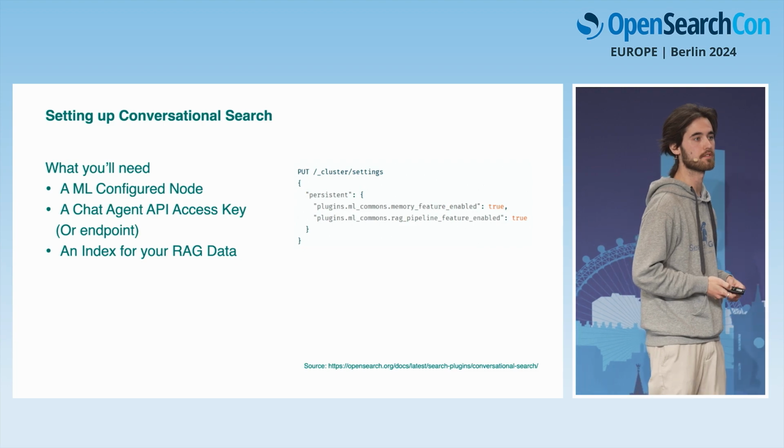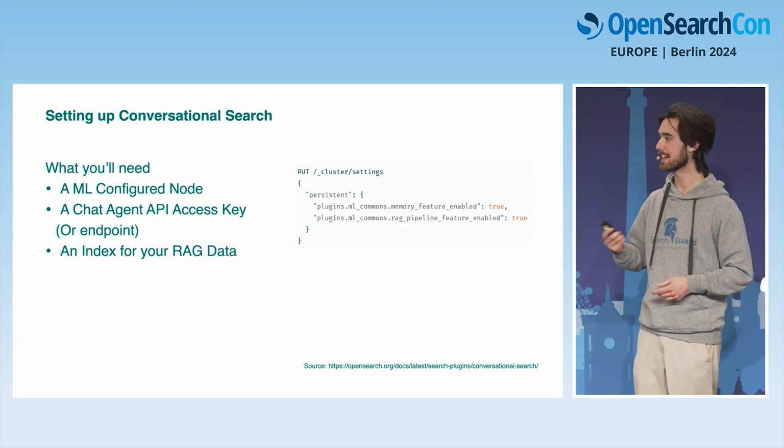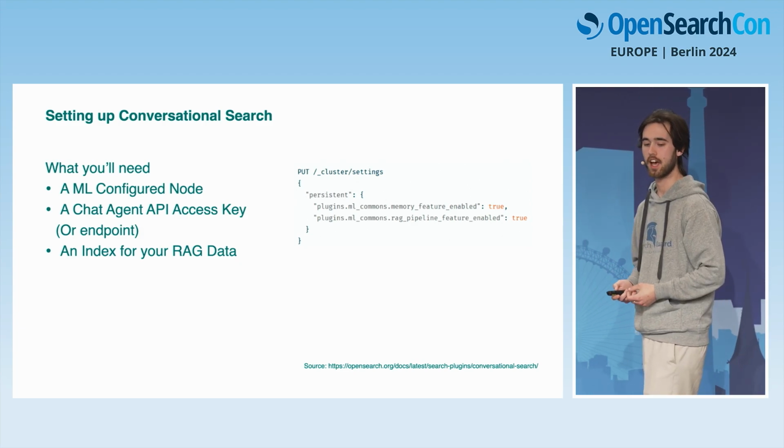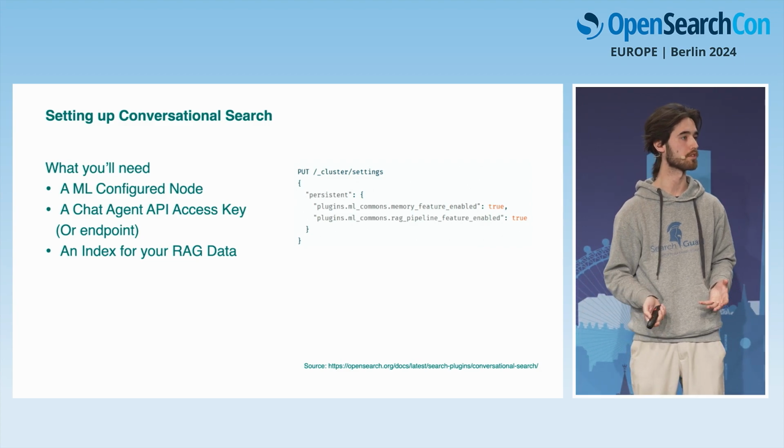What you'll need after that is a chat agent API access key or an endpoint if you're trying to run the thing locally. And that will allow you to build a thing called a connector, which we'll get into after this. The connector will essentially act as the bridge between your data and whatever model you're using for inference.